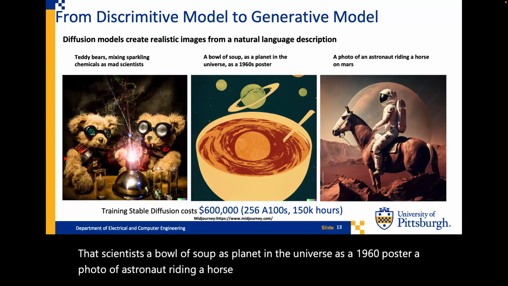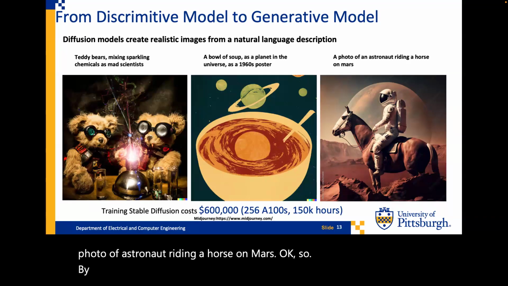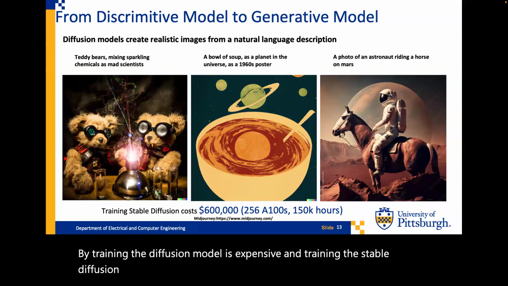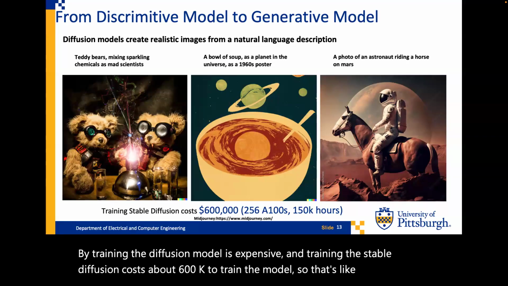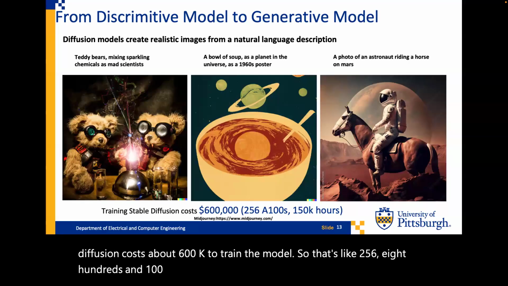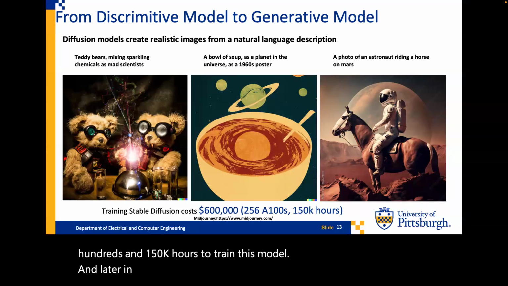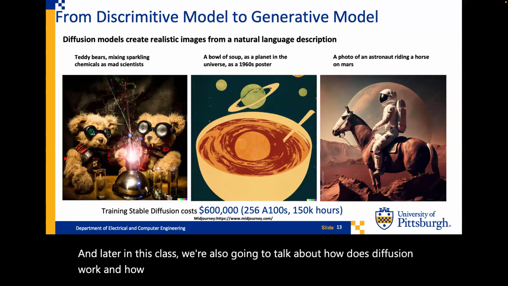But training diffusion models is expensive. Training Stable Diffusion costs about 600K, that's 256 A100s and 150K hours to train this model. Later in this class, we're also going to talk about how diffusion works and how we optimize diffusion, both the training and the inference process.